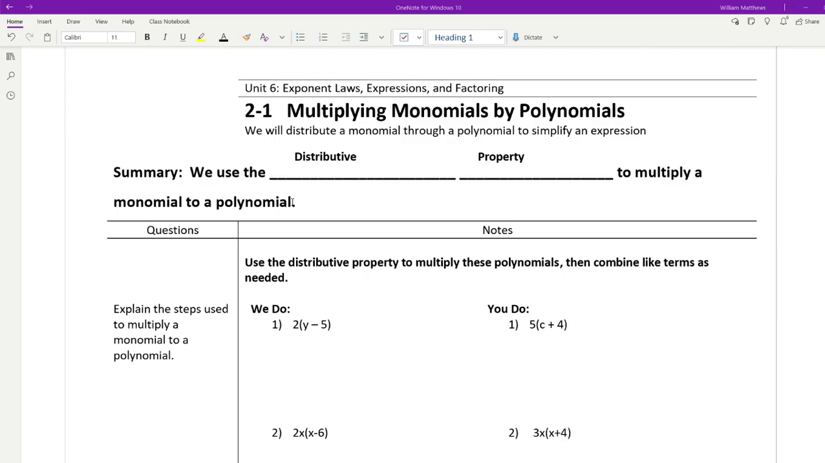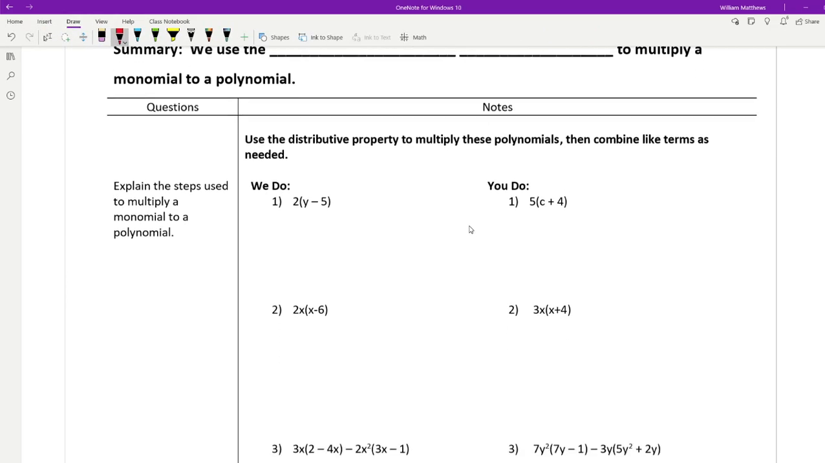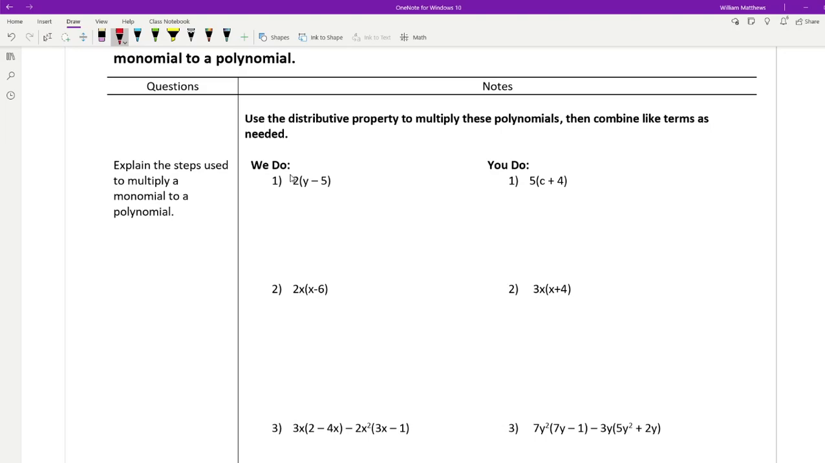In summary, we will use the distributive property to multiply the monomial with a polynomial. It follows the same steps as the first time that we were covering this. So if I get over to my right, we need to take the outside term that is multiplying to the parentheses, in this case the 2, and multiply it to every term on the inside. This would be 2 times the y, which gives us 2y, as well as the 2 times the negative 5. Now 2 times a negative 5 gives us a negative 10.